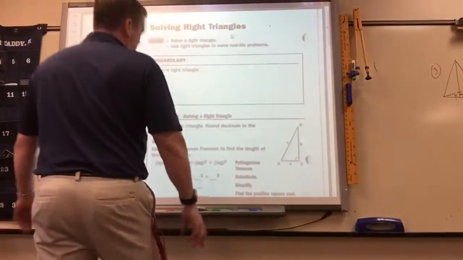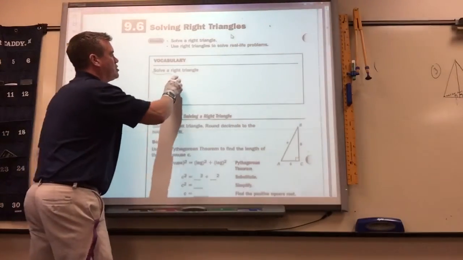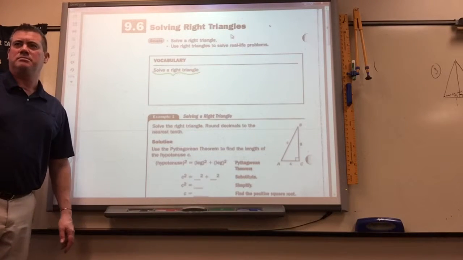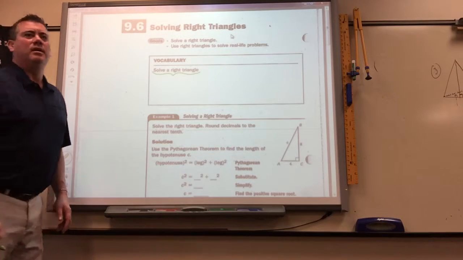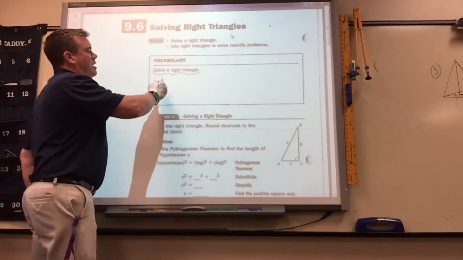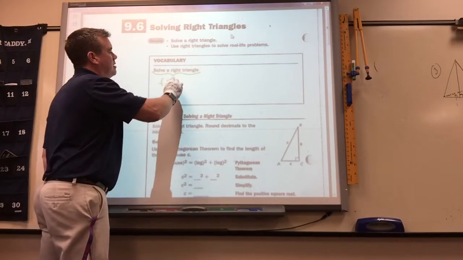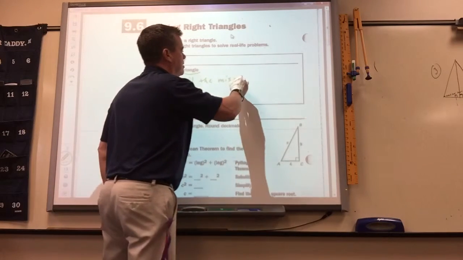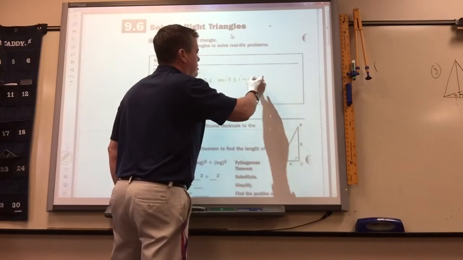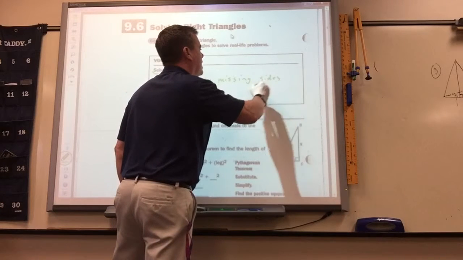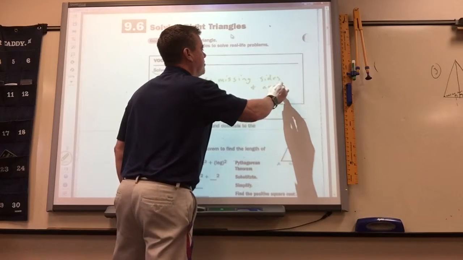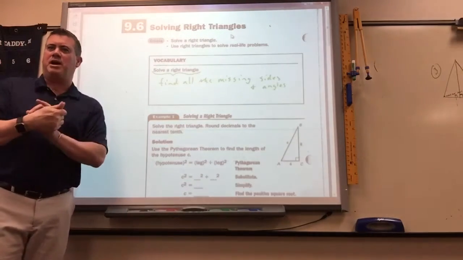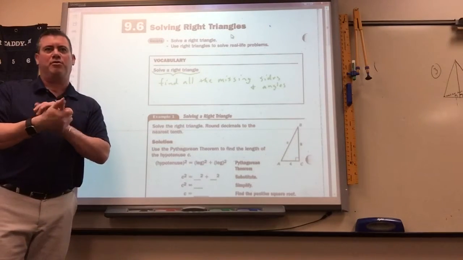All right, solving a right triangle. It's just what I told you yesterday, Micah. When you solve a right triangle, that just means find all the missing pieces. So it's actually missing sides and angles. So we're just using the special triangle rules, 30, 60, 90, 45, 45, 90.